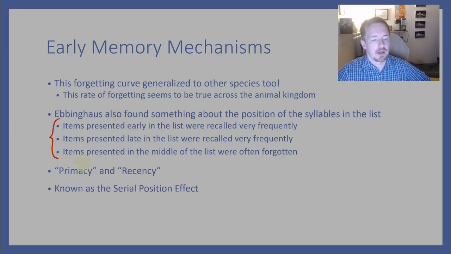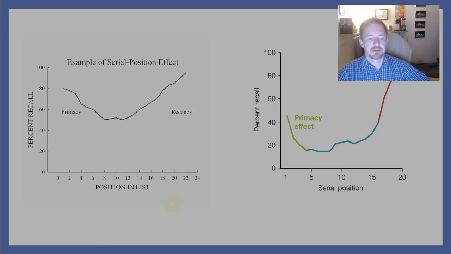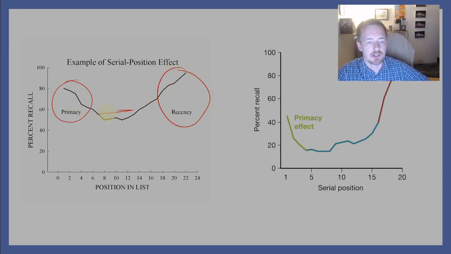Let's talk about that. Why is it that we can remember the last few things and the first few things, but not the ones in the middle? This is called the serial position effect in your book. The serial position effect is this U-shaped curve. Why we can remember the first few things in the list and the last few things in the list, but we don't really remember the things right here in the middle.